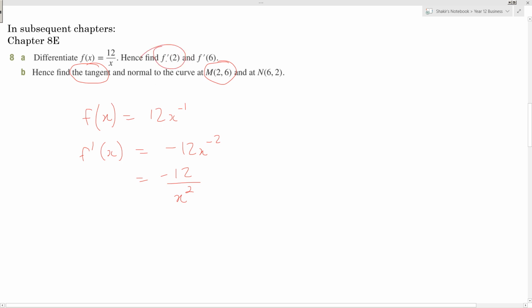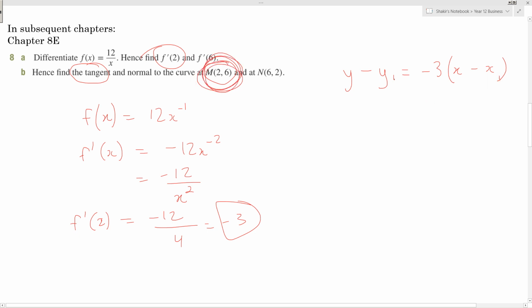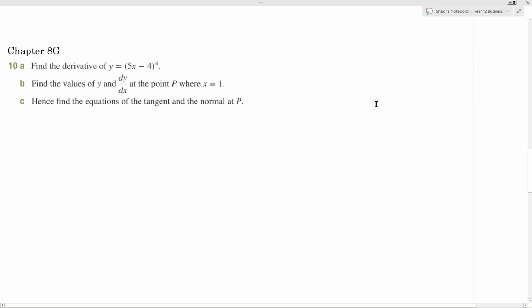Hence find f prime of 2. Well, f prime of 2 simply means I just sub in 2 now, right? Negative 12 over 2 squared, which is 4. Negative 12 over 4 is negative 3. So I've got my gradient, so I've got y minus y1 is equal to negative 3 times (x minus x1). And hey, look, I've got the point as well, (2, 6). Makes it easy. I've got the point, I've got the gradient, I'm done with the equation of a tangent. That's all there was to it.